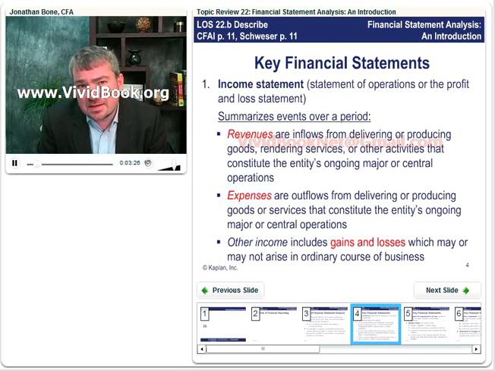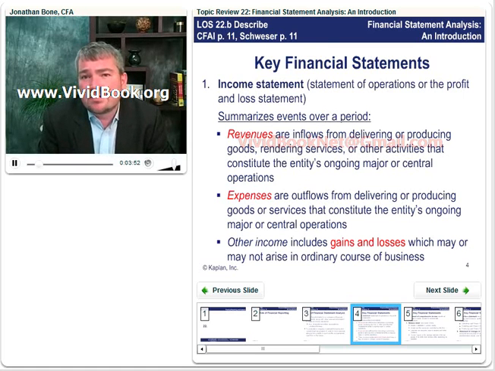Now we tend to define the income statement as a dynamic statement. The reason we call it a dynamic statement is it spans a period of time. That period of time is between 2 balance sheet dates. So it's going to summarize the events over a period, and it essentially divides the events into 3 major categories: revenues, expenses, and gains and losses. So let's make sure that we know the definitions of each of these items.